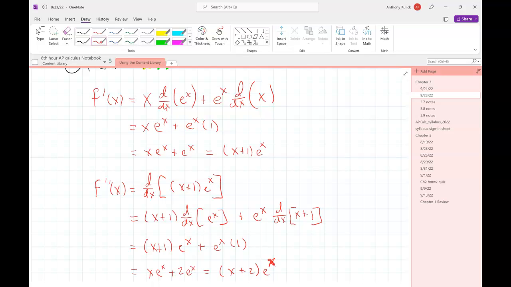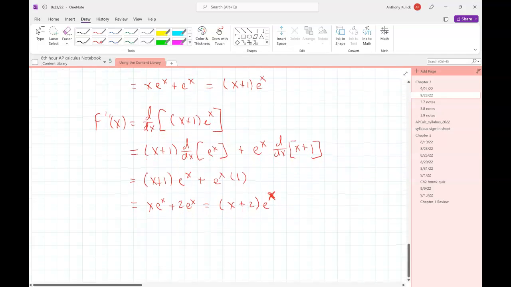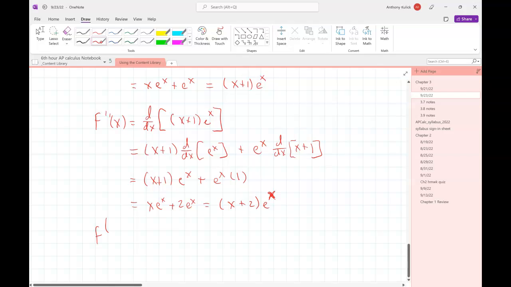Starting to sense a pattern here. So what if I want the 100th derivative of f of x? What do you suspect that's going to be? Just quick in your head. x plus 100 e to the x? Yup!